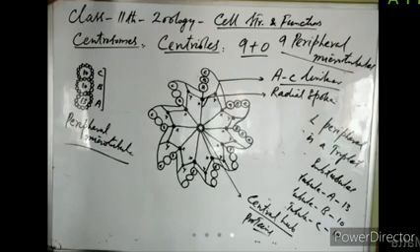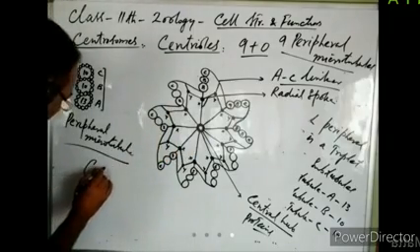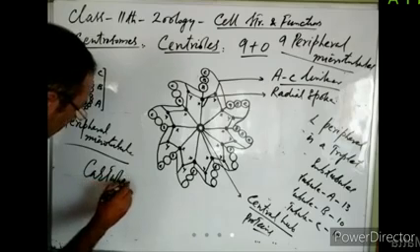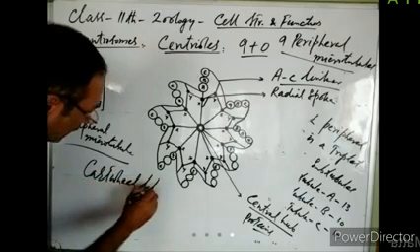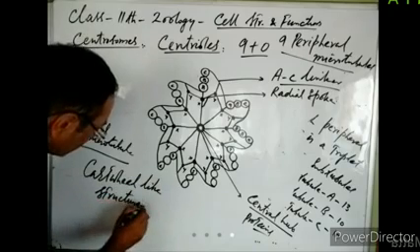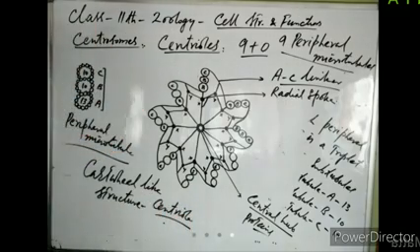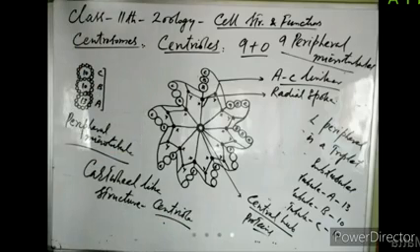So in this way, a cartwheel-like structure is formed. This cartwheel-like structure is our centriole. So this is the structure of centriole.